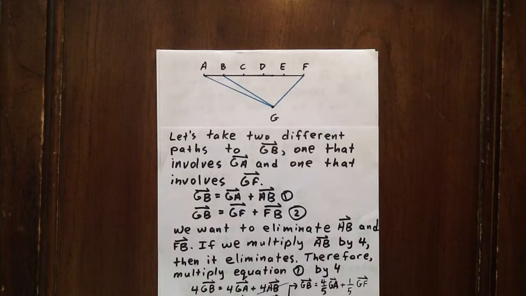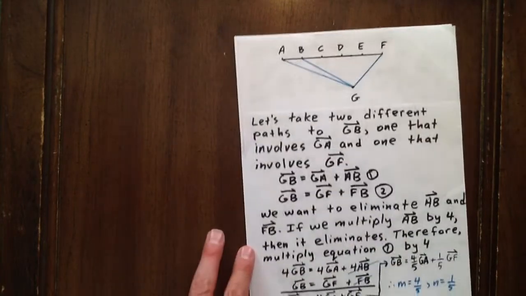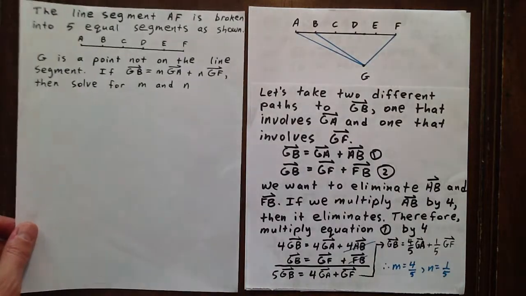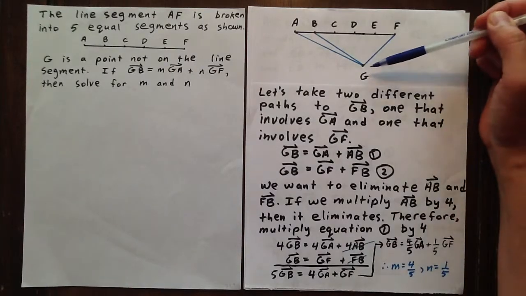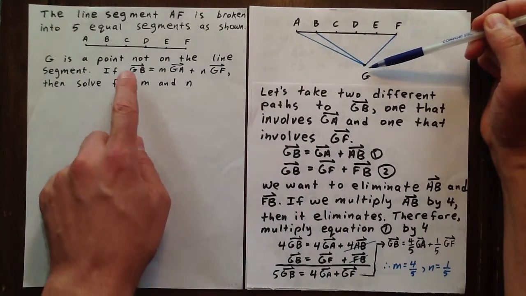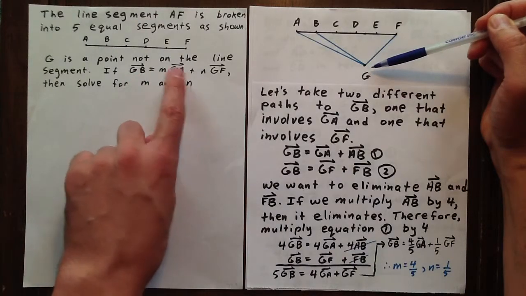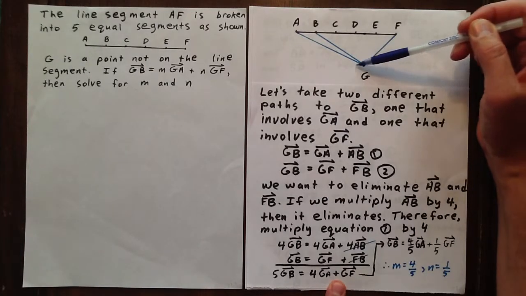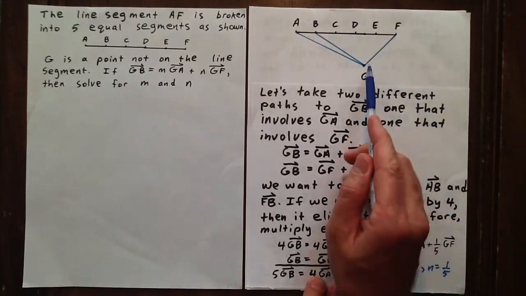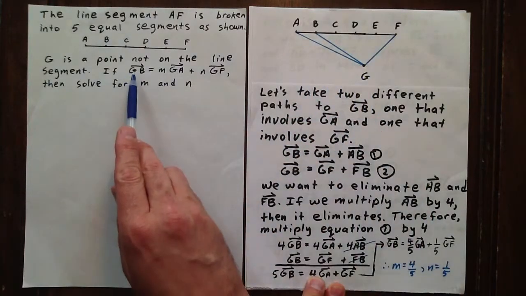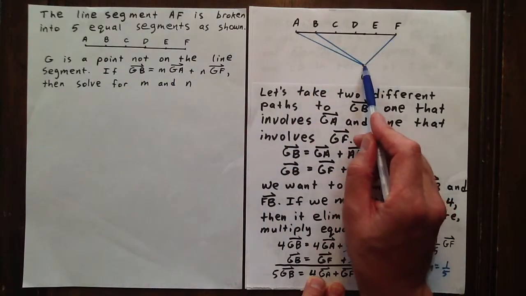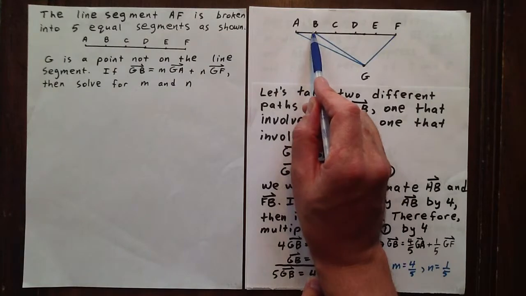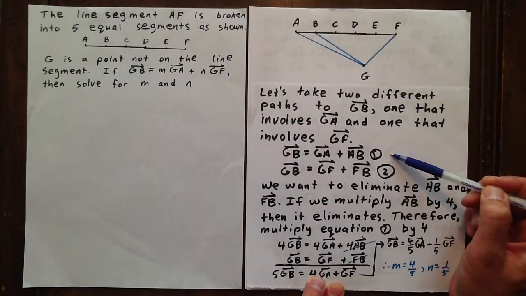So what we're going to do is create an arbitrary point G. We'll put it right there. And we're going to say that we know we've got to come up with the vectors GB, GA, and GF. So we're going to try to come up with GB in terms of GA, because we have GB and we have GA. So we can see that GB is equal to GA plus AB. GB equals GA plus AB.